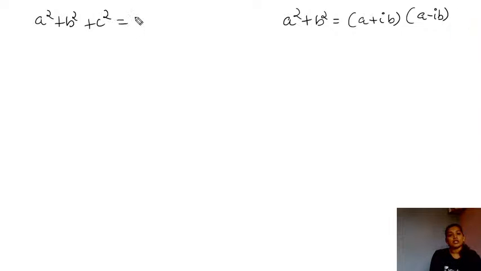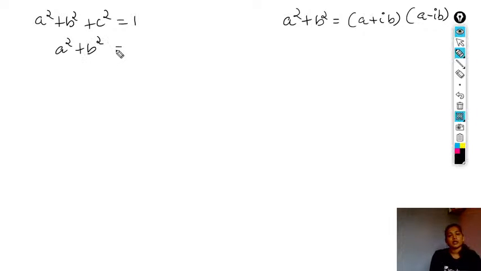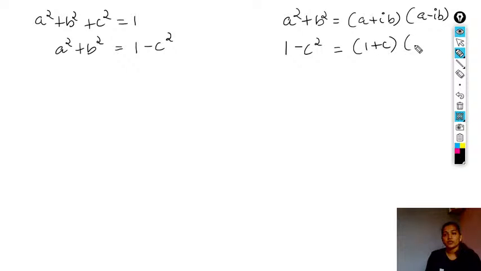This is equal to 1. We can rearrange this and have a square plus b square equal to 1 minus c square. Right? We can take the factors of 1 minus c square as 1 plus c into 1 minus c. So we have factors of both the terms on the left hand side and right hand side of this relation.